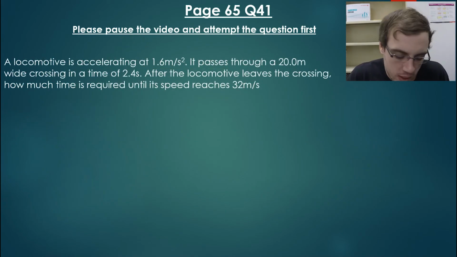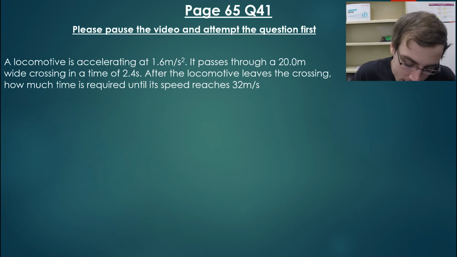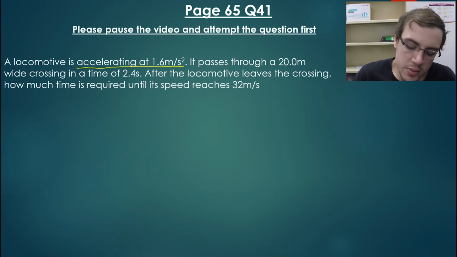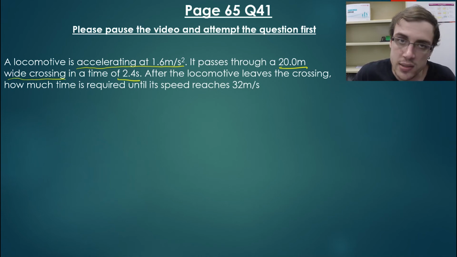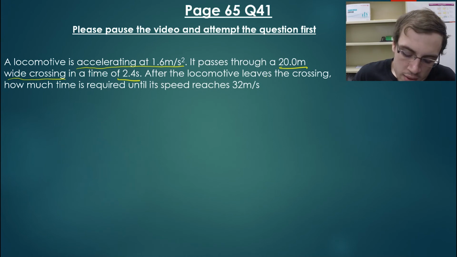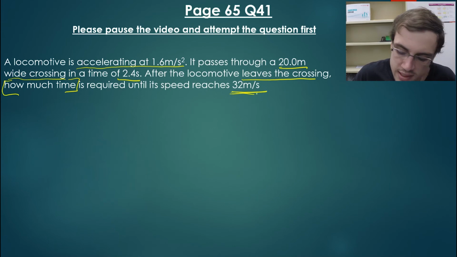Okay, so let us look at the next one. A locomotive is accelerating at 1.6 meters per second squared. It passes through a 20-meter wide crossing in a time of 2.4 seconds. After the locomotive leaves the crossing, how much time is required until the speed reaches 32 meters per second?